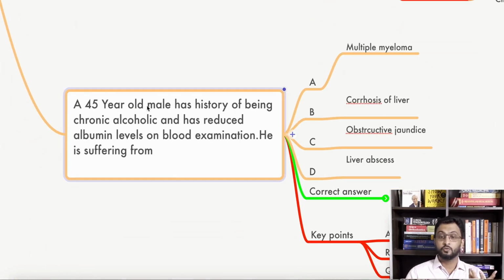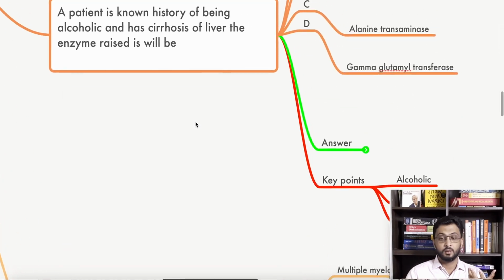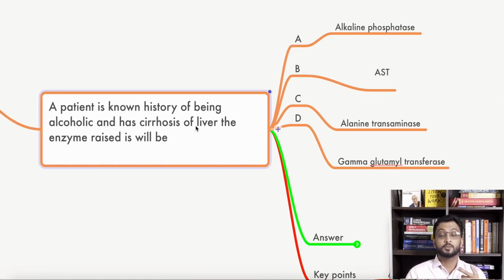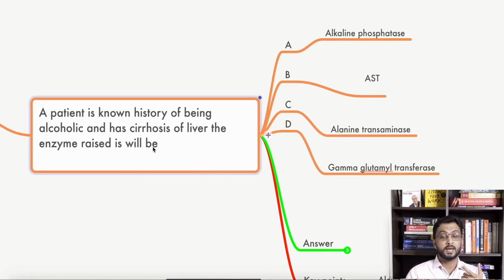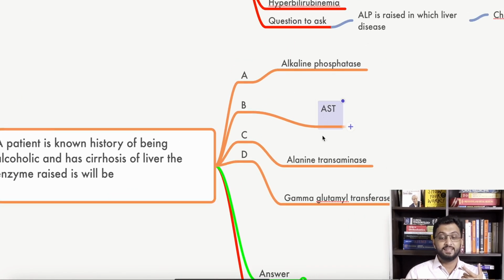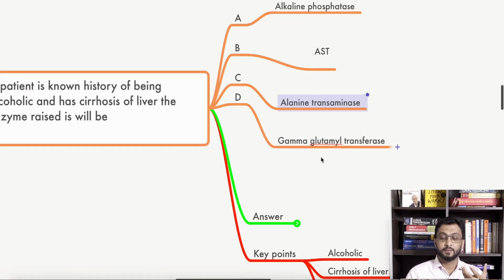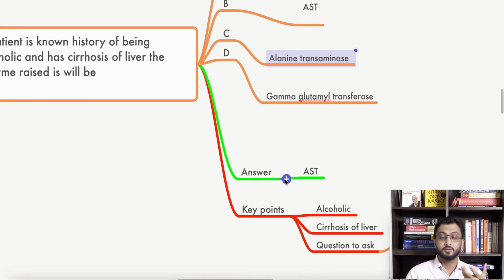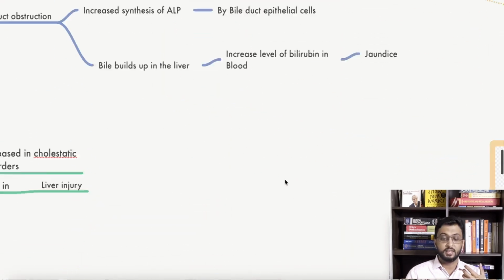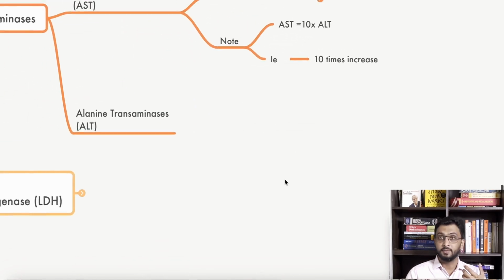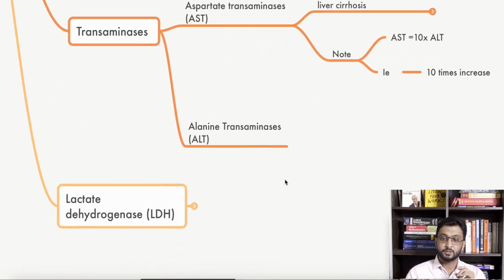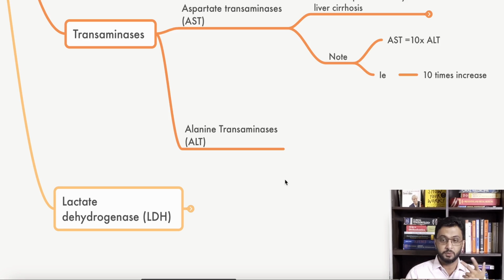A 45-year-old alcoholic, reduced albumin levels. Basically, they're talking about cirrhosis of liver. Which enzyme is raised? You can see AST and ALT, which one should you select? The answer is AST, because AST is increased 10 times. So the best answer is going to be AST, if you have to select between two.